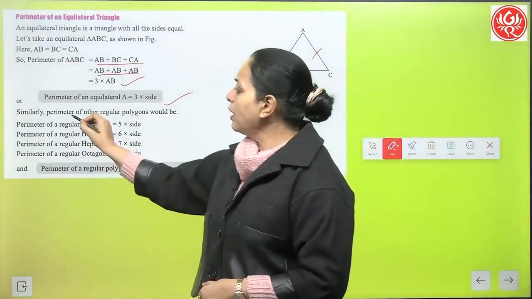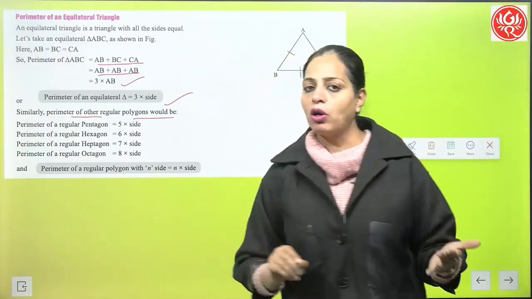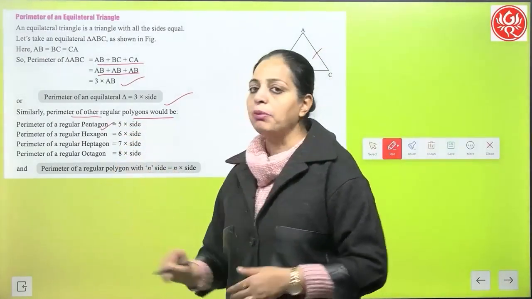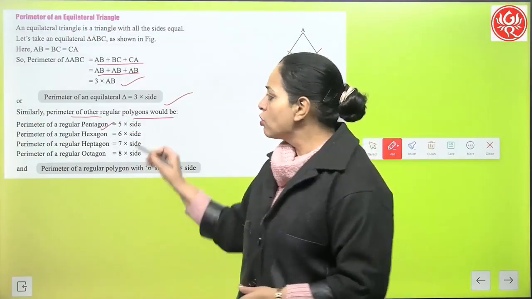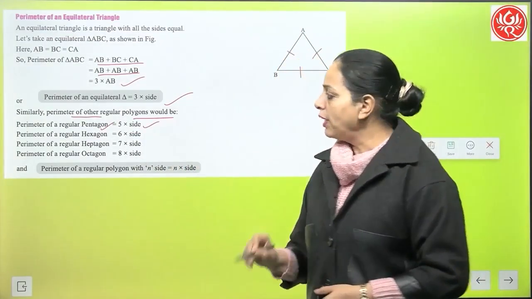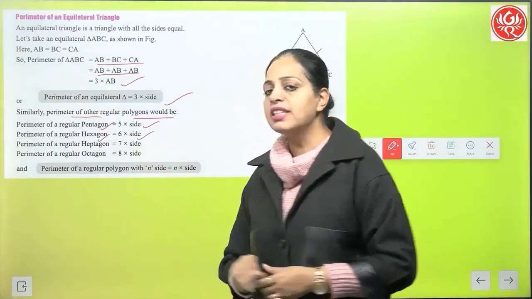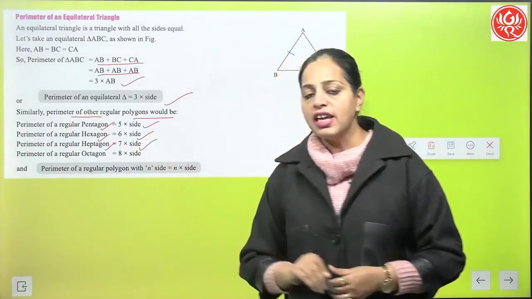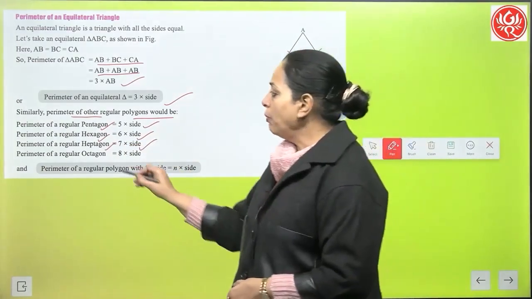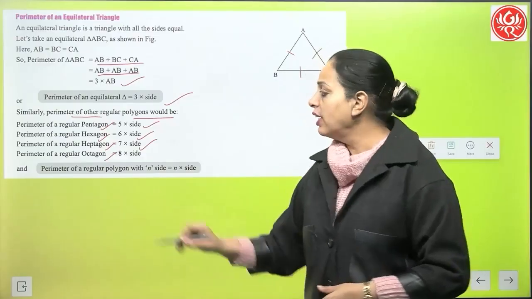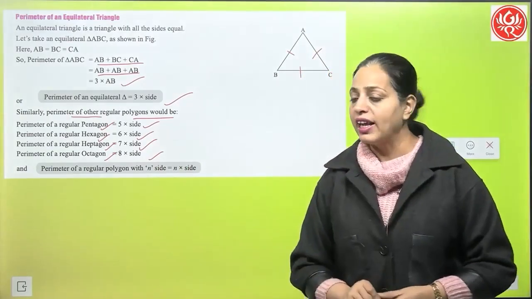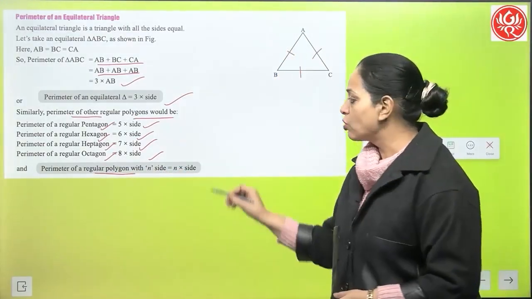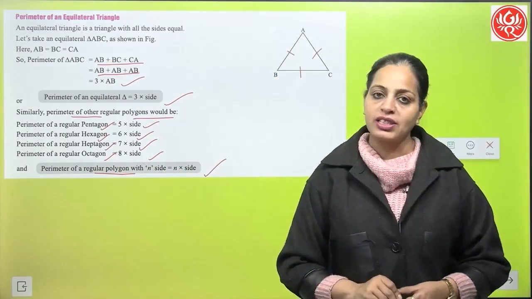Okay. Similarly, perimeter of other regular polygons would be like perimeter of a regular pentagon means 5 sides होती हैं उसमें. So 5 into side. Perimeter of a regular hexagon 6 into side. Perimeter of a regular heptagon 7 into side and perimeter of a regular octagon 8 into side and perimeter of a regular polygon with n side equals to n into side, right?